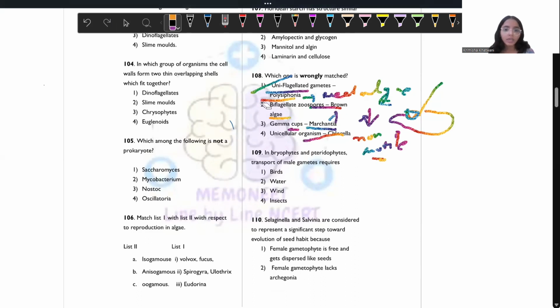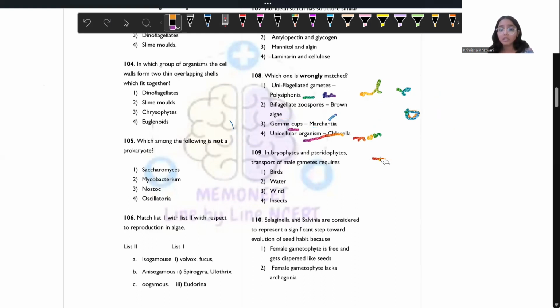So all of these are correct, but option number 1 is wrong. So the answer to this question is option number 1. Understood. Now let us see the next question.